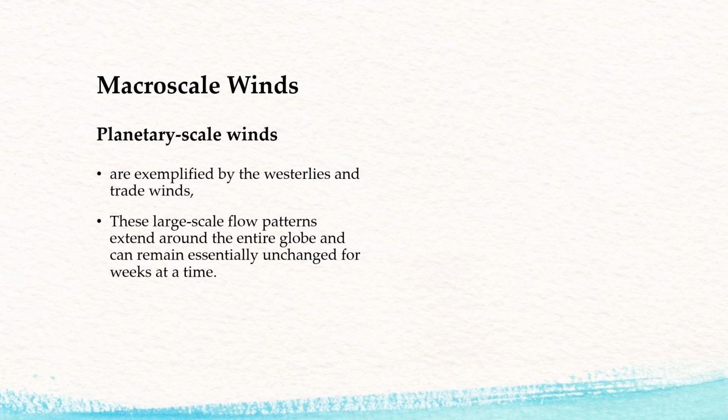So again, this is macro scale wind because this is a large scale flow pattern that extends around the entire globe and can remain essentially unchanged for weeks at a time. So it's unlike the previous wind patterns that we've seen, that only last for a few seconds or a minute or a day. And the second category for these macro scale winds is what we call the synoptic scale.